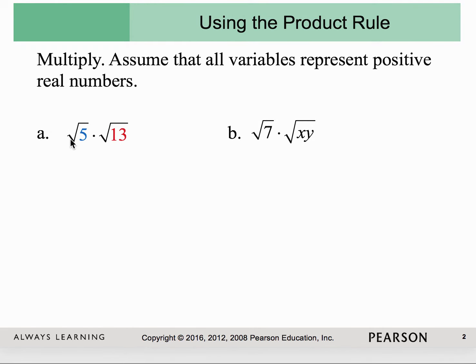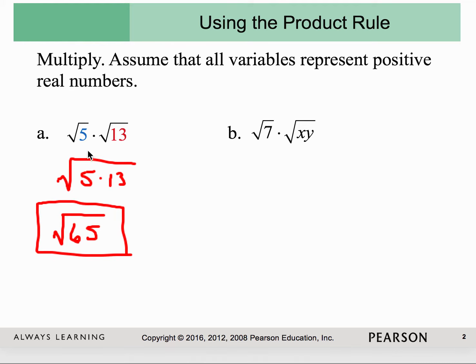Now, I can't do the square root of 5 or the square root of 13. And so because they're multiplied, I know that I can put that under one root. And then 5 times 13 is 65. So that's considered simpler than this.